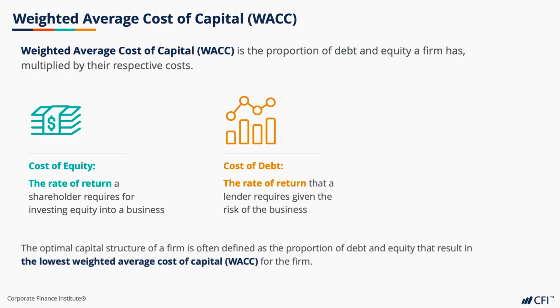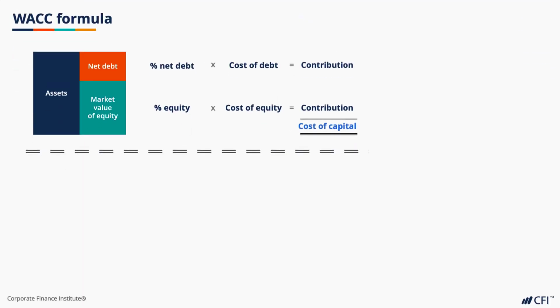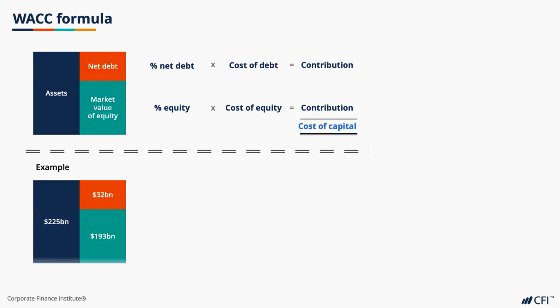Ultimately, firms want to have the lowest weighted average cost of capital as possible. All else being equal, using a lower weighted average cost of capital, or lower discount rate, increases the value of an asset. Now let's look at an example of how to calculate WACC using the formula. We've got the formula written above, and now let's look at some specific numbers.